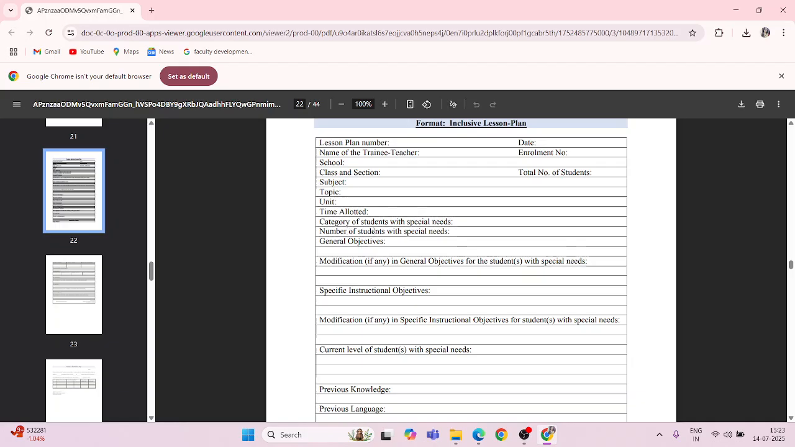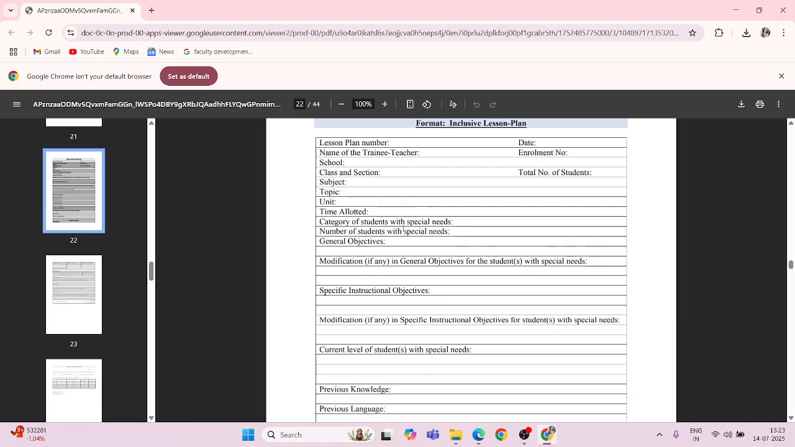Now here you have to mention the category of the student with special needs. For convenience, it's better if you stick to only one kind of disability in each lesson plan, because multiple disabilities will require you to make variations of different kinds in your teaching learning strategies and teaching learning materials used. So for your practice purpose, mention any one type of disability. Either visual impairment or hearing impairment or maybe autism, mild autism, these things you can normally mention.